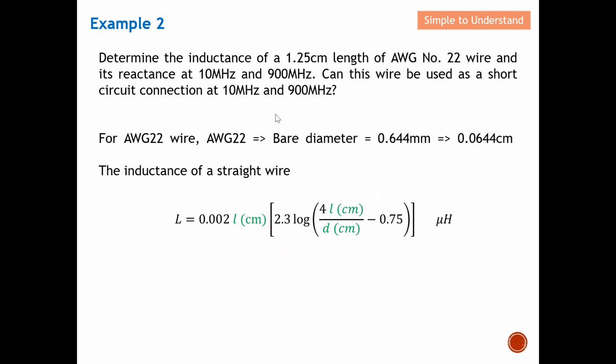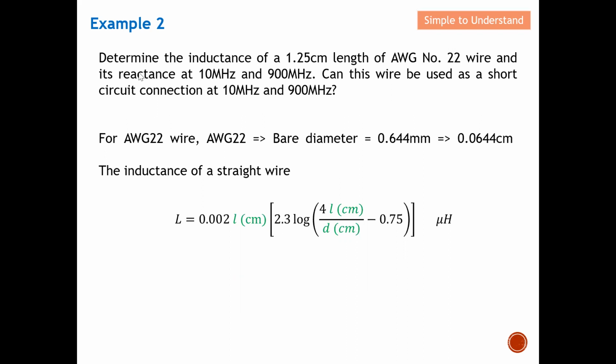Next, I need to determine the inductance of a 1.25 centimeter length of AWG number 22 wire and its reactance at 10 megahertz and 900 megahertz. So I need to determine the inductance when the wire has a length of 1.25 centimeter, using this AWG 22 wire.